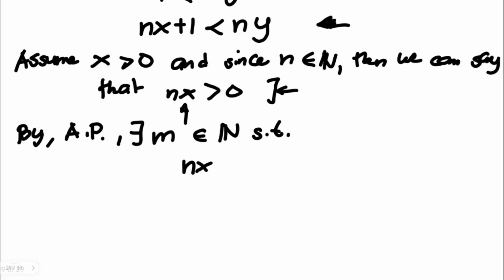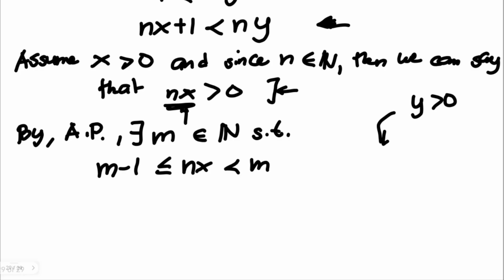Nx, that item we used, is greater than or equal to m minus 1 but less than m. There is again another corollary which states that if y is greater than 0, earlier we used t, according to the Archimedean property, we have this inequality here: y is greater than or equal to n minus 1, if n is a natural number, and less than or equal to n. But in this case, we used m, that's why we have this expression.